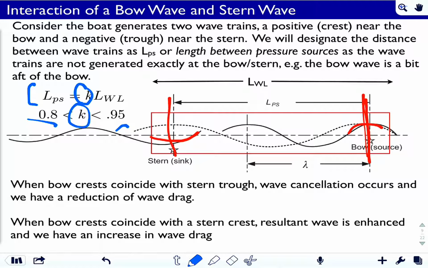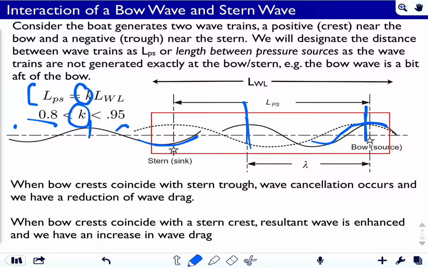And now we come back and look at this, and we have our wave train emanating from the bow. And again, as in the previous slide, we see that the wavelength here, relative to the length of the boat, or LPS, is fundamentally linked to the Froude number. And the stern wave is generated, and its wavelength, of course, is the same, and it's fundamentally linked to the Froude number.